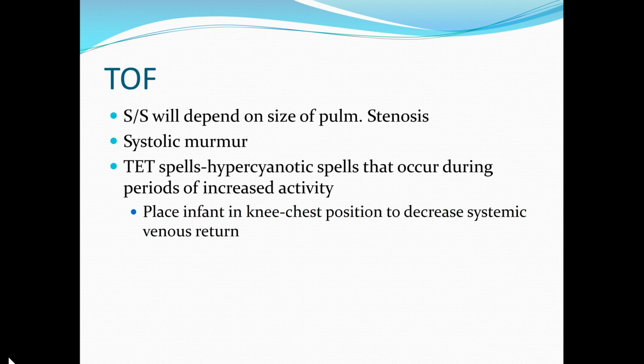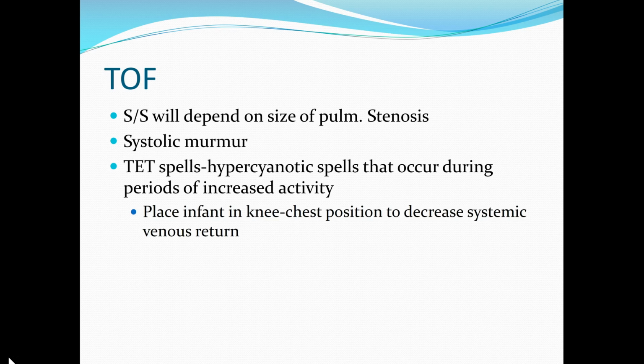So tetralogy of Fallot continued. Signs and symptoms will depend on the size of the pulmonary stenosis. Older infants and children will have tachypnea and cyanosis. There's going to be a systolic murmur at baseline. These children are going to have something known as TET spells, which are hypercyanotic spells that can occur during periods of increased activity.